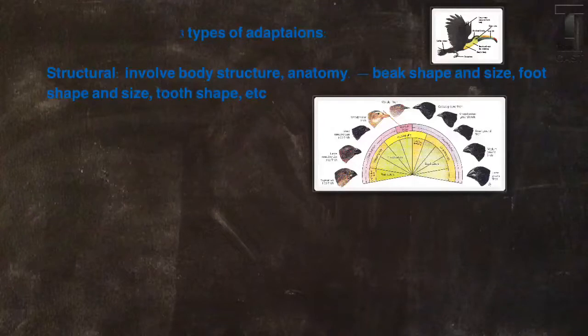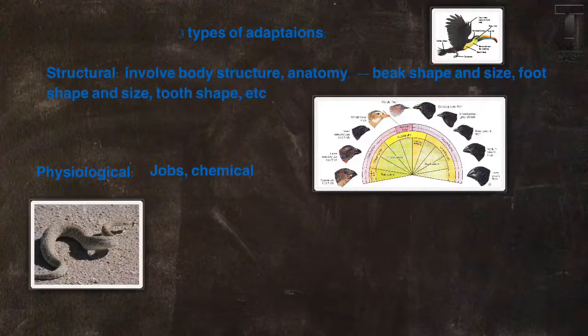The foot shape and size adapted to how the animal moves. Does it swim? If so, it needs a webbed foot. Does it grab onto a branch? If so, it needs toes. Also, tooth shape. What kind of food do you eat? Things that eat plants have flat teeth. Things that eat meat have sharp teeth.